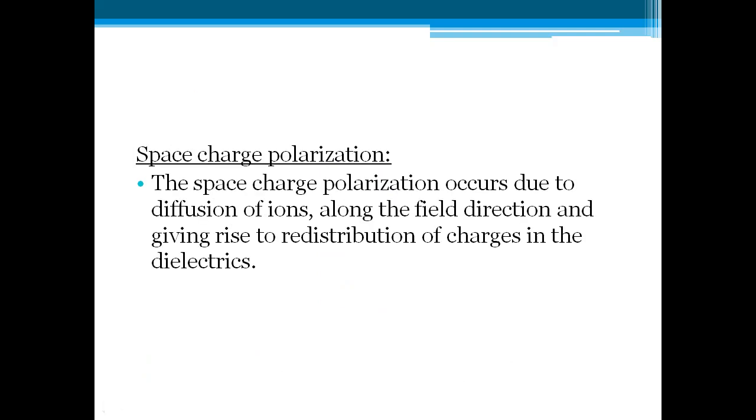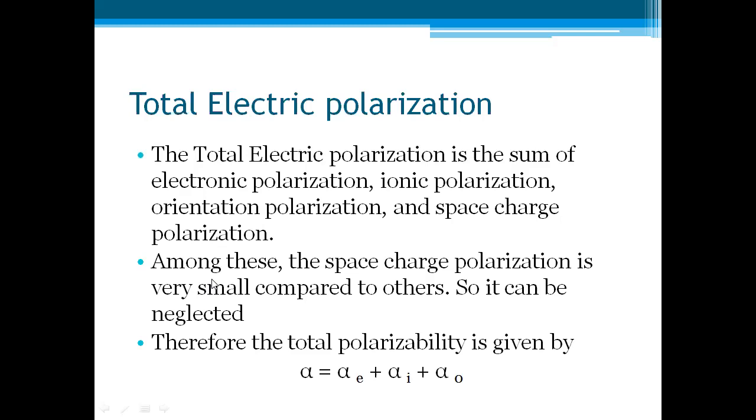Another type of polarization which exists in materials is space charge polarization, where diffusion of ions along the field direction gives rise to redistribution of charges in the dielectric material. Such polarization is called space charge polarization, but it occurs in very small quantity, hence it can be neglected. The total electric polarization is the sum of electronic, ionic, orientation, and space charge polarization. Among them, space charge polarization is small compared to the others, so it can be neglected.